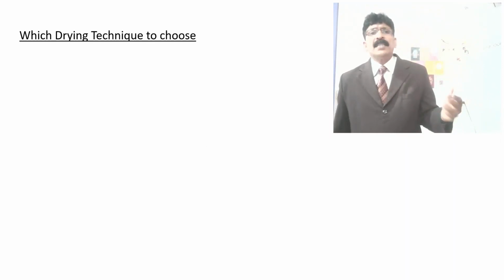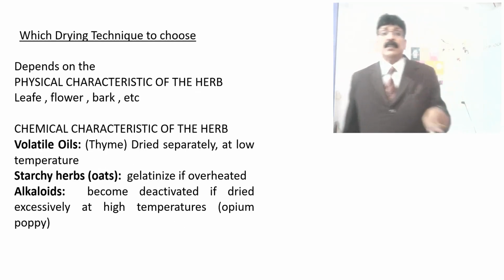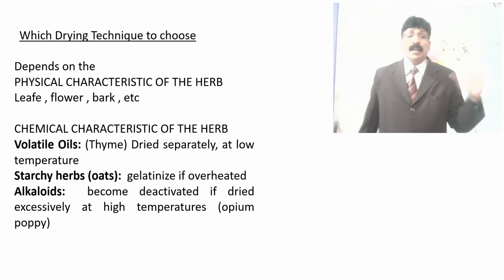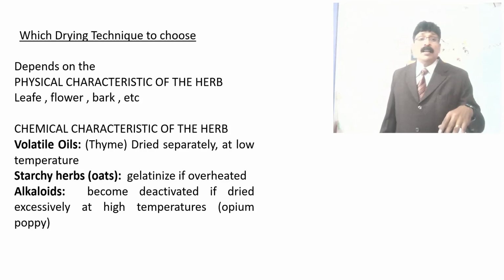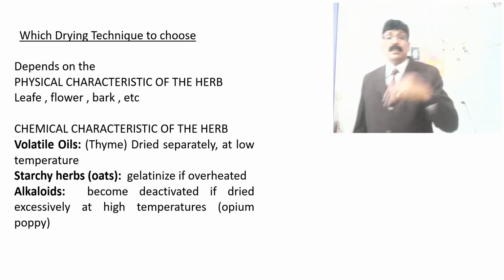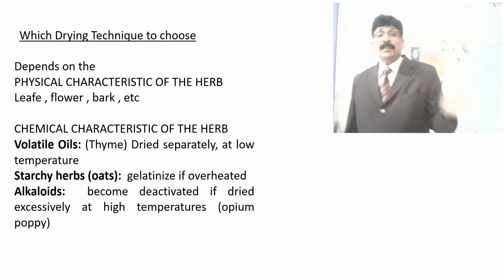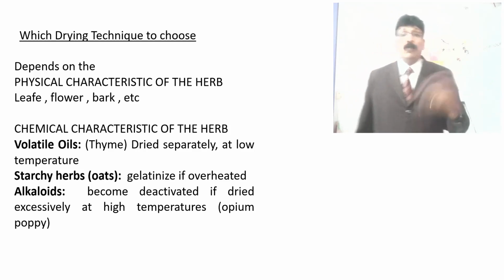Which drying technique to choose also depends on the physical character of the herb, whether it is a leaf, flower, bark or rhizome. According to that, chemical character of the herb, like volatile oil or starchy herb. Volatile oil means separately low temperature, starchy means gelatinized and not overheating, and alkaloids become deactivated if dried at excessive high temperature, like opium poppy.